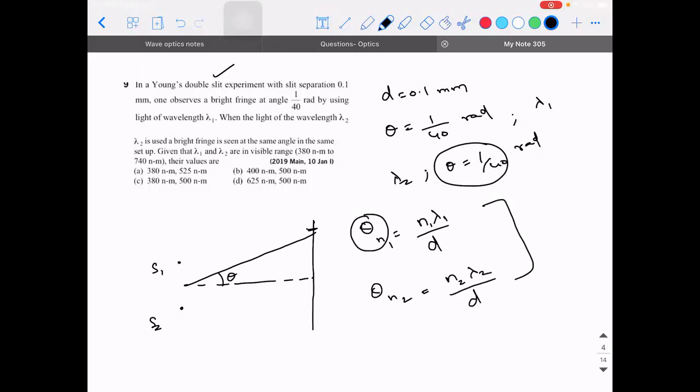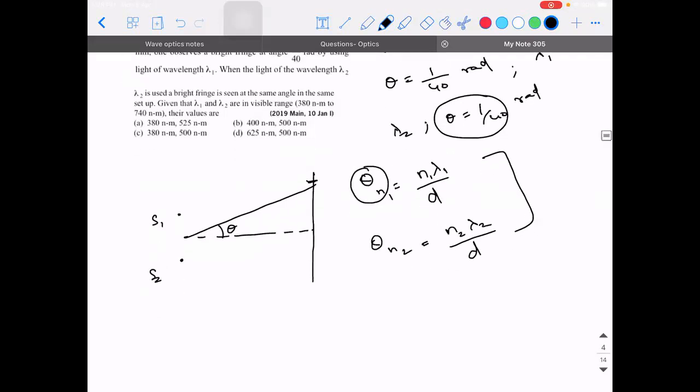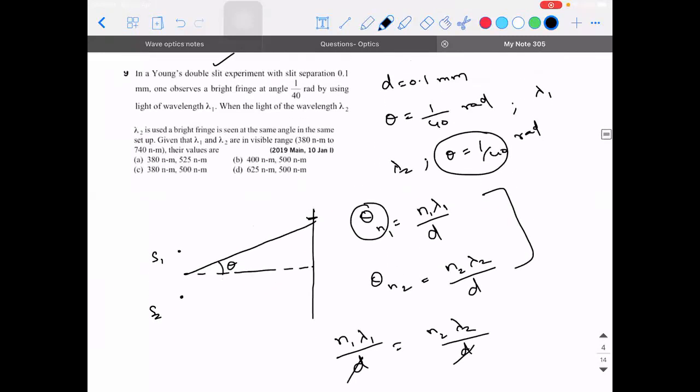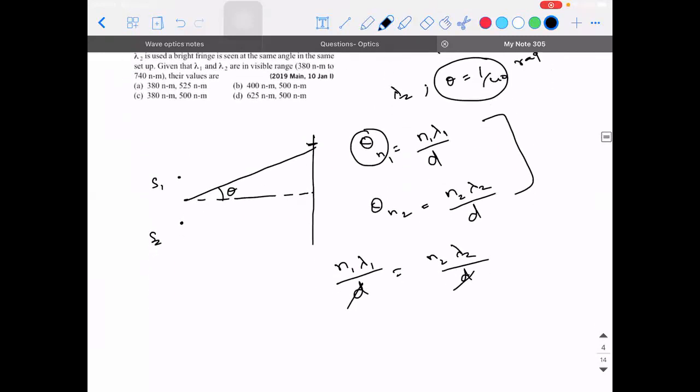Now can we find some ratio from this? Theta n1 is equal to theta n2. So n1 lambda 1 divided by d is equal to n2 lambda 2 divided by d. Cancel them. So n1 lambda 1 is equal to n2 lambda 2. What is n1? That we don't know. So can you find any other data?